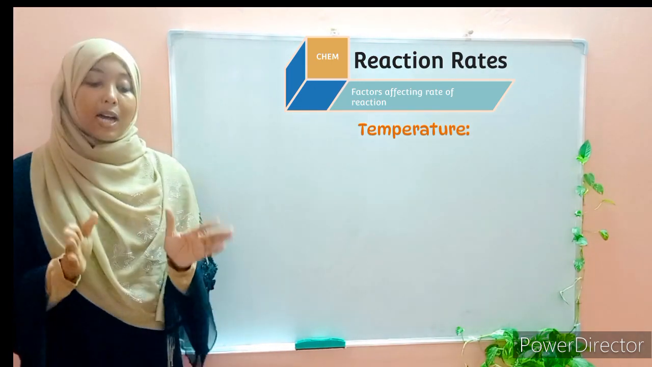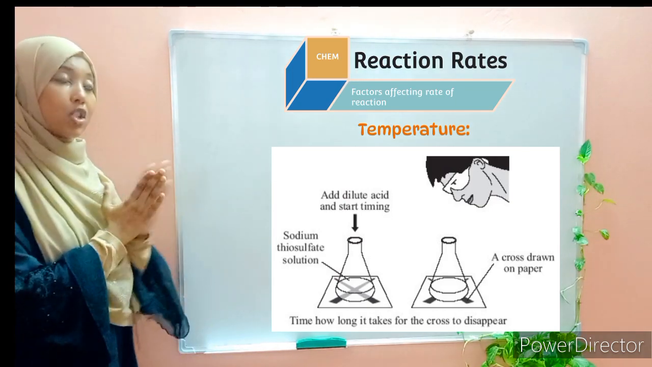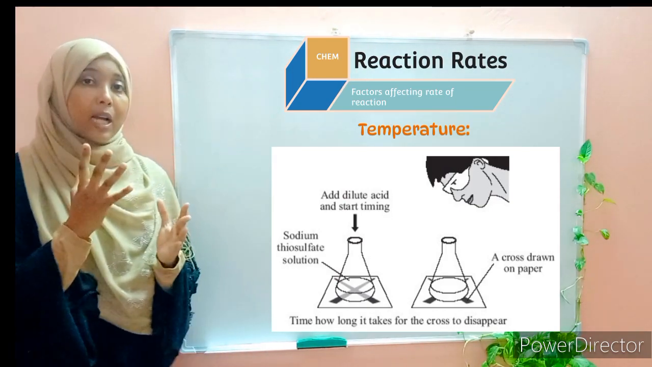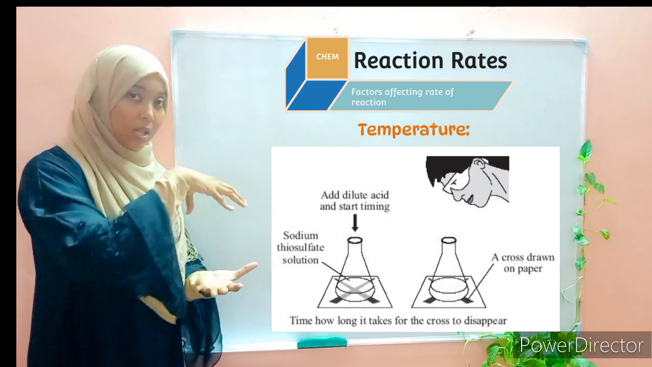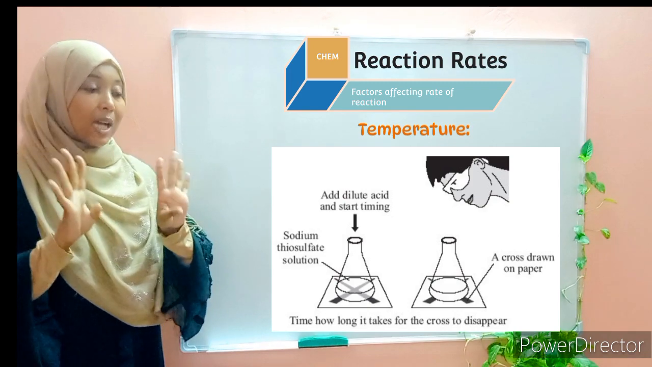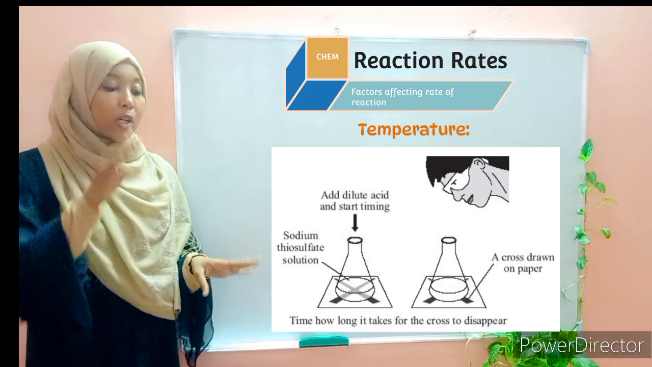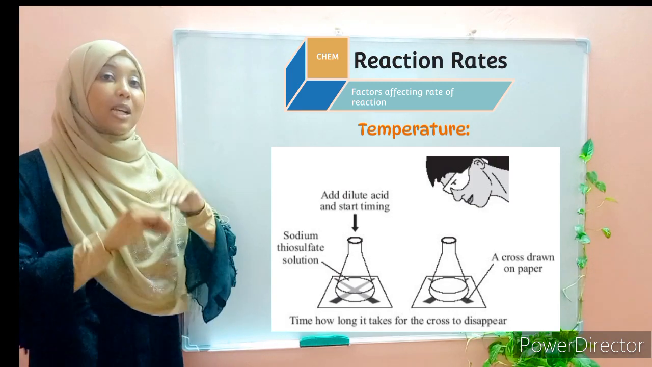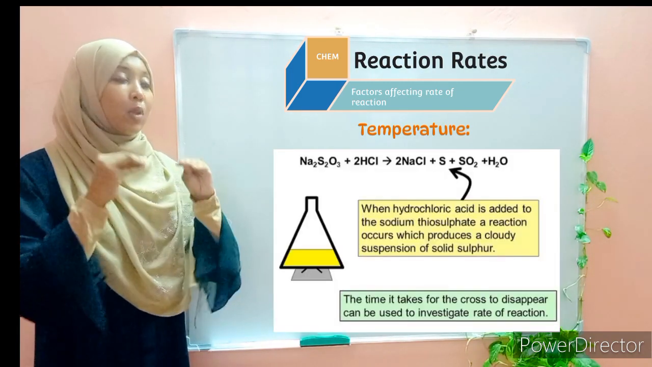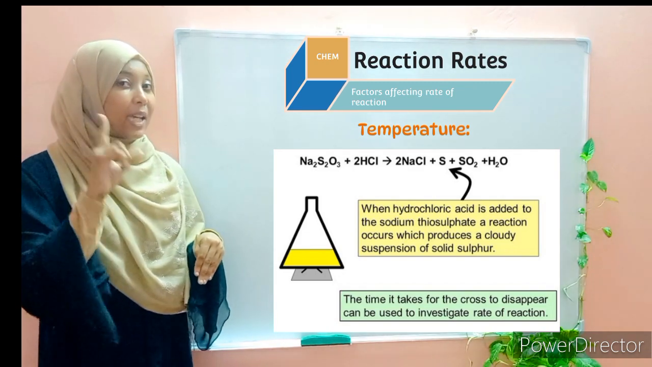So students are asked to draw a cross, an X, on a piece of paper as such, and then take a beaker and place it above the cross. And then they're supposed to pour the two solutions in the beaker. Both these solutions are colorless. So when you pour them in the beaker, they start reacting with one another. This reaction leads to the formation of the following products, one of them being sulfur.